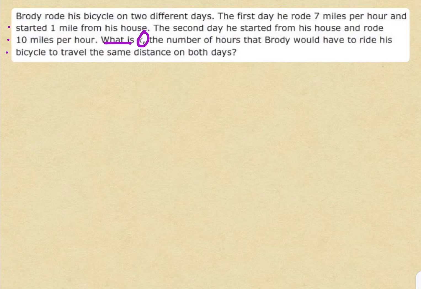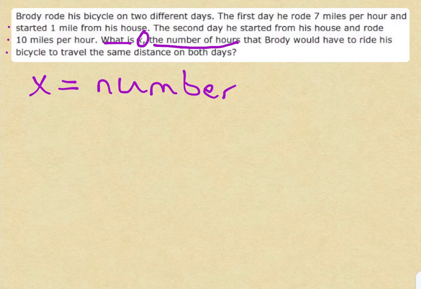It's asking what is X. So we're going to go ahead and define the variable. What do you think X represents? Right after X, it says the number of hours. So X is representing the number of hours, and it's referring to Brody riding his bicycle.